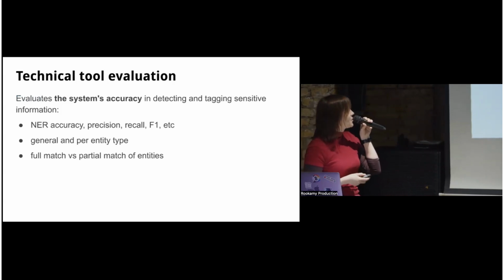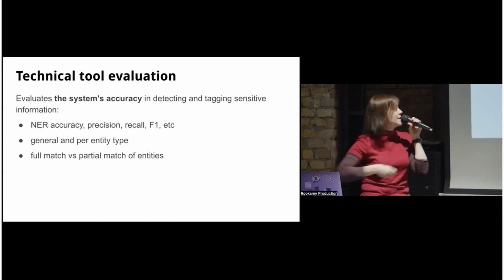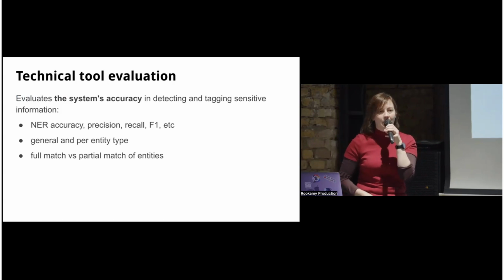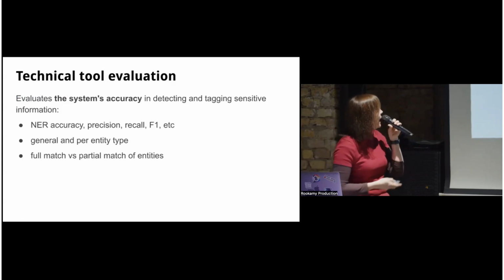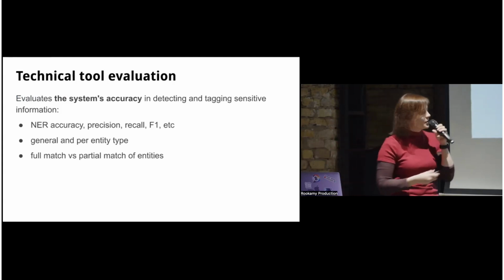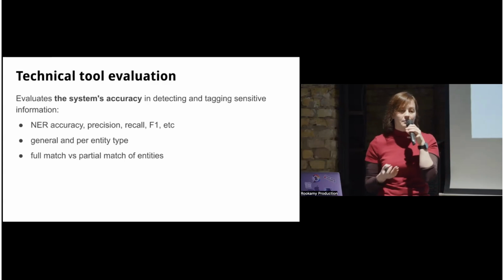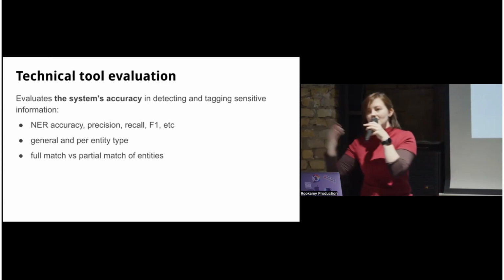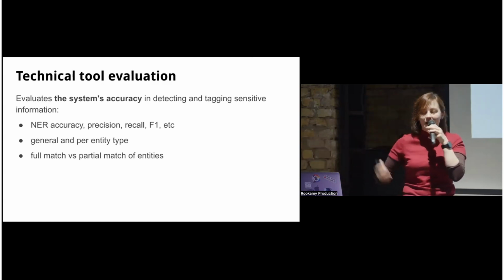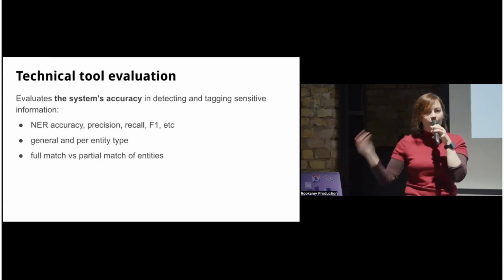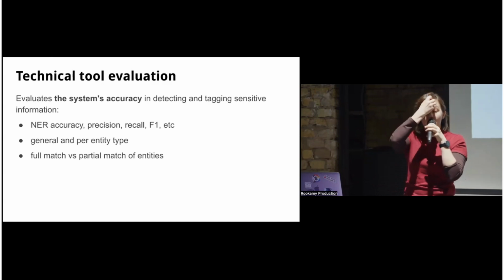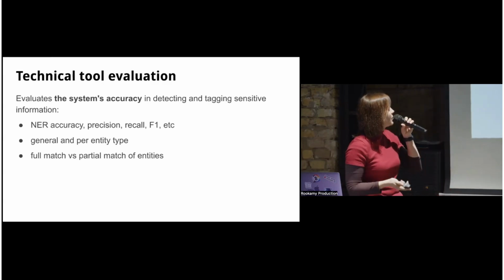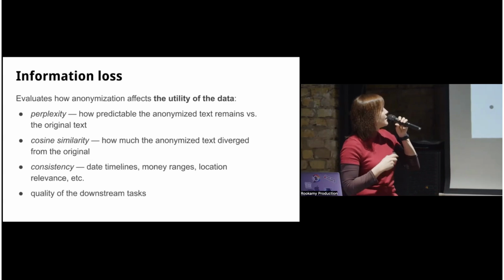When we do technical tool evaluation, we evaluate the system's accuracy in detecting and tagging sensitive information. So basically, this is our named entity recognition and its quality. We can measure the quality in general or for each entity type separately, because you may be more interested in people's names than, I don't know, in dates or locations or job titles. You can check the full match and the partial match of entities, because sometimes named entity recognition systems would just catch the first name or just the last name. Sometimes they would miss one or the other, or they would catch part of the company name, not the full company name. And it's up to you how to interpret these results, or whether these are true positives or false positives. The more interesting metric is information loss.